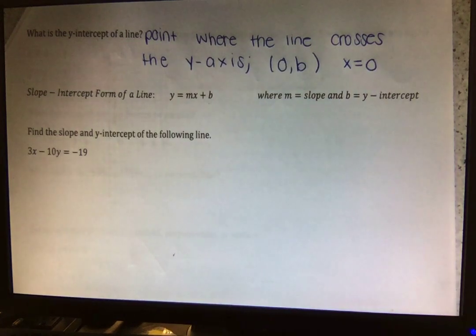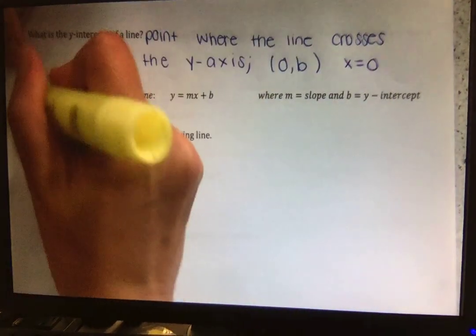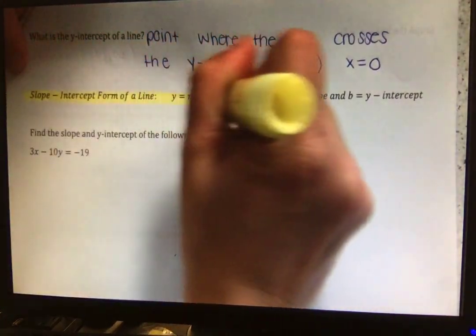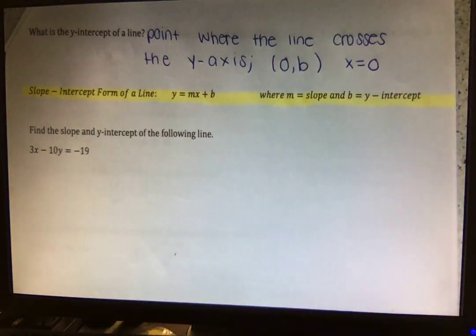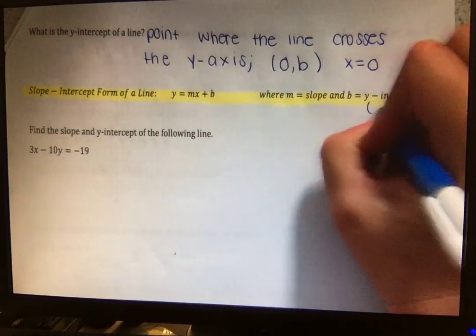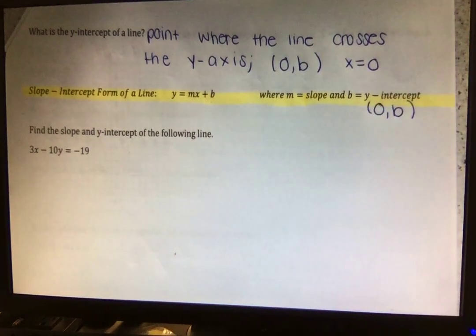So with that, putting that all together, we have our slope-intercept form of our line. You will also need to know this for the test. So slope-intercept form, y equals mx plus b. M is the slope. B is the y-intercept. Remember, our y-intercept is the point 0, comma, b.